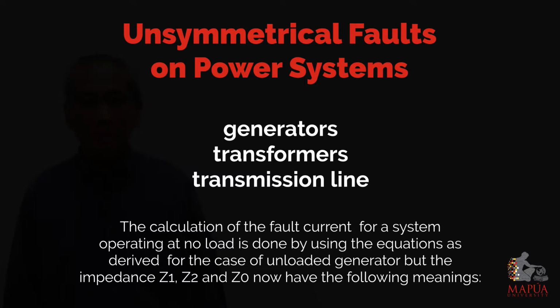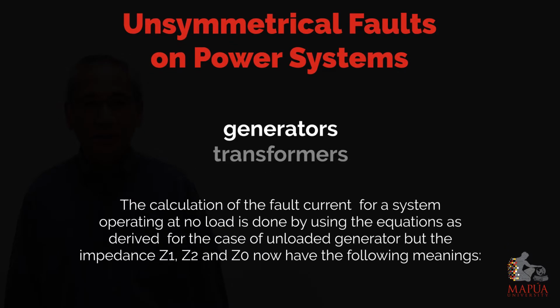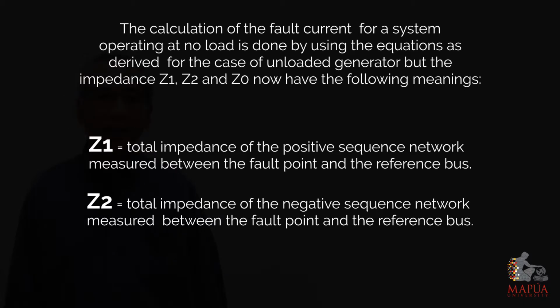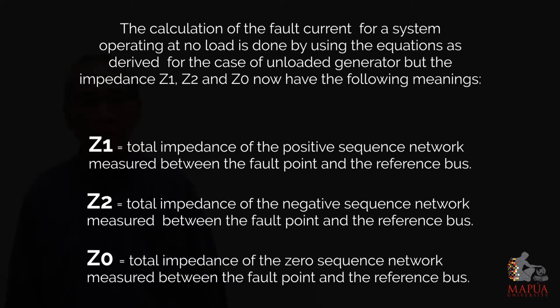But the impedances Z1, Z2, and Z0 now have the following meanings. Z1 is the total impedance of the positive sequence network measured between the fault point and the reference bus. Z2, the total impedance of the negative sequence network measured between the fault point and the reference bus. And Z0, the total impedance of the zero sequence network measured between the faulted point and the reference bus.